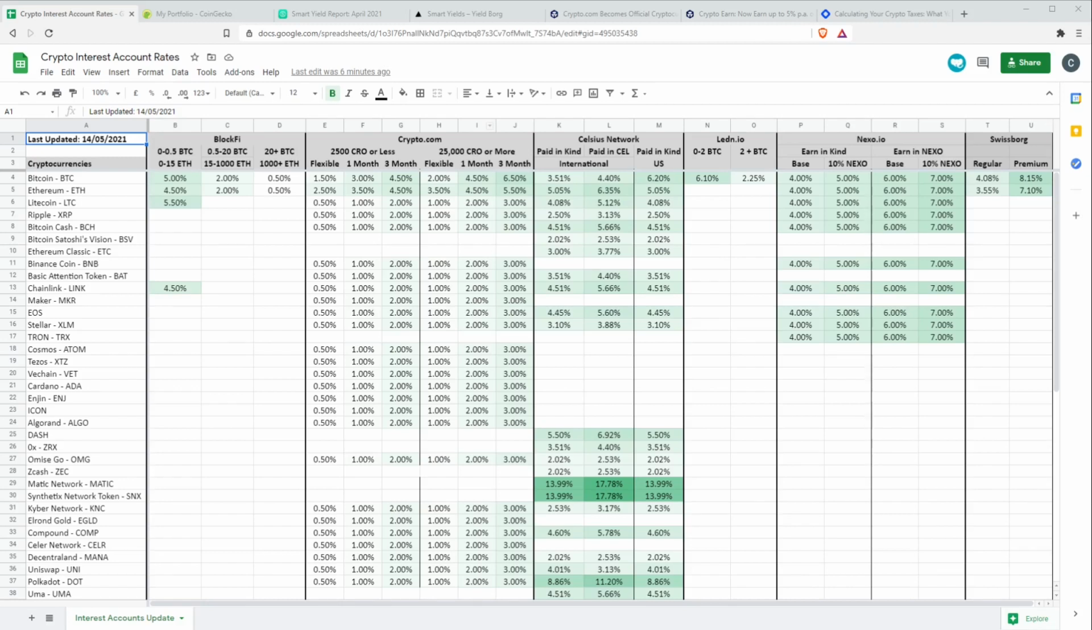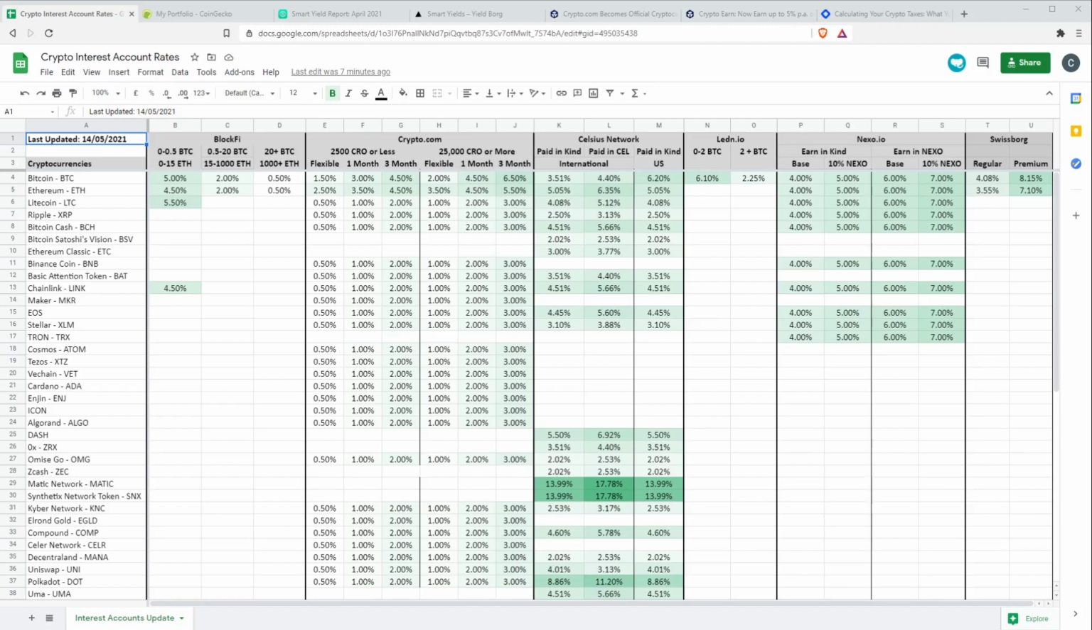Crypto.com literally just announced today that they would be listing Dogecoin and Shiba Inu in their crypto.com earner feature. Now, I don't have the exact rates. We'll be talking about those in a minute. But once I have the breakdown by the lockup terms and stuff like that, I'll update this table to reflect it. And I also added Swissborg here.